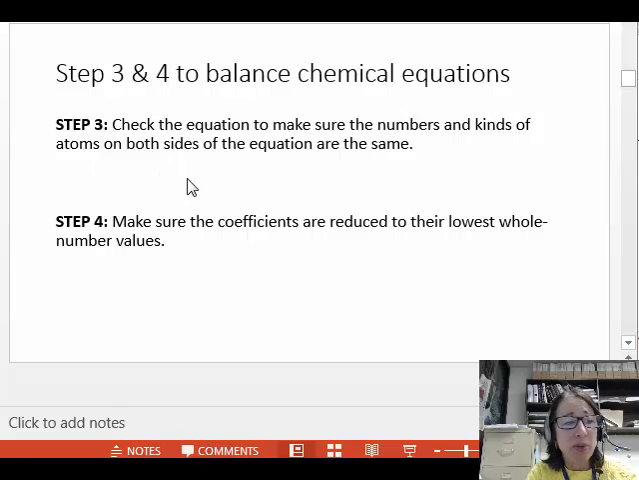And finally, step 3 is to double check that each element is balanced, and step 4 is to make sure that the coefficients are reduced to the lowest whole number values. The greatest common factor for all the coefficients in a balanced chemical equation should be 1.